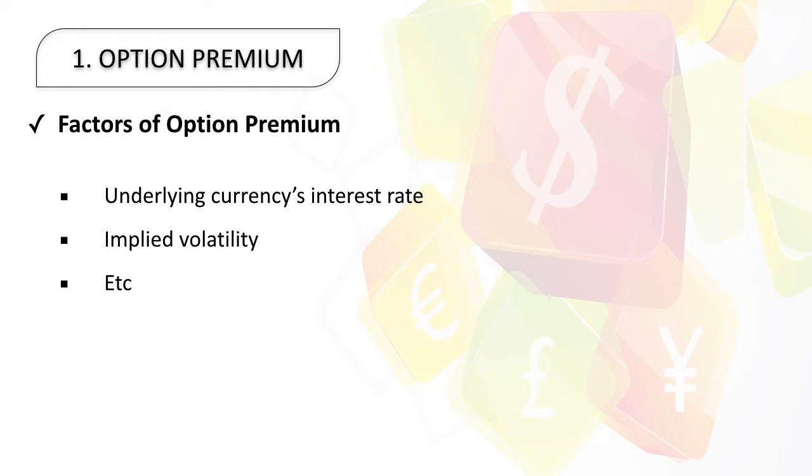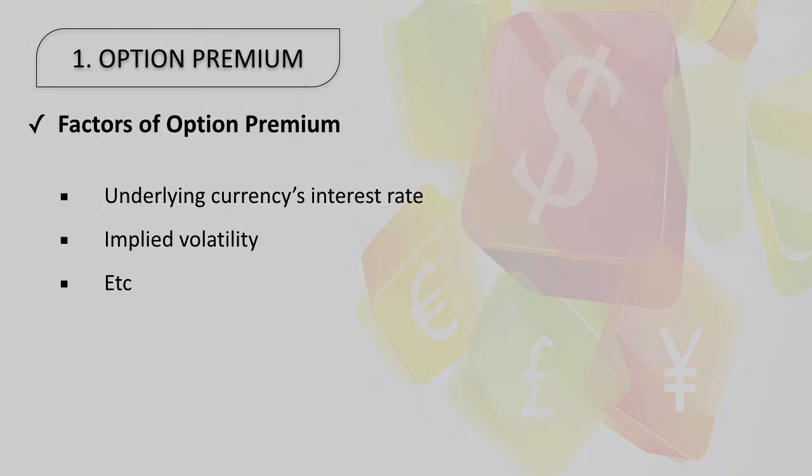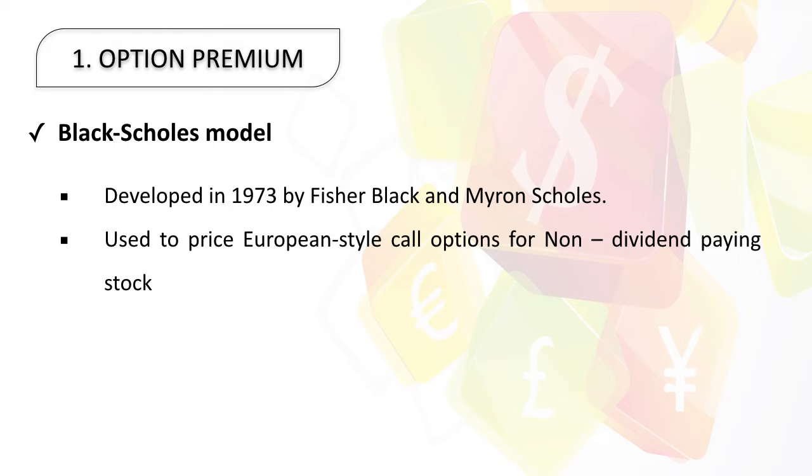Other factors that could affect the premium and should be considered are the interest rate of the underlying currencies, the implied volatility of the exchange rates, etc. These factors will be taken into account while pricing the options, or calculating the premiums. Currently, option premiums are calculated using the Black-Scholes model. The model was developed in 1973 by Professors Fisher Black and Myron Scholes. It was meant to price European-style options, and, at first, used for non-dividend paying stocks.